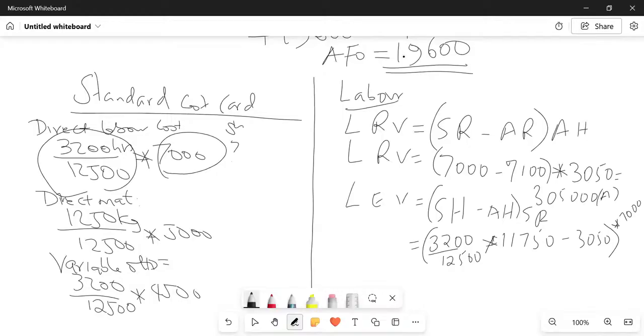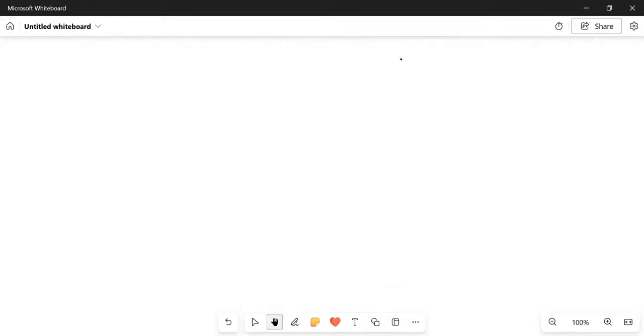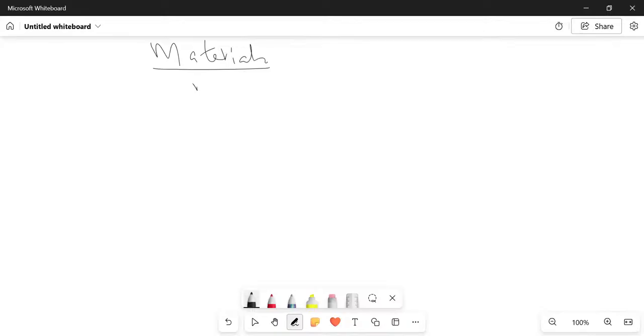So then we go to the materials. The first one will be fairly easy to get. So for materials, what do we have? We have material price difference between two prices. Which prices are these? Standard price minus actual price, times the actual quantity of materials.